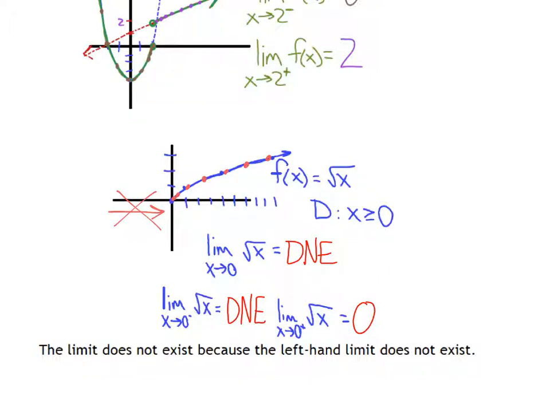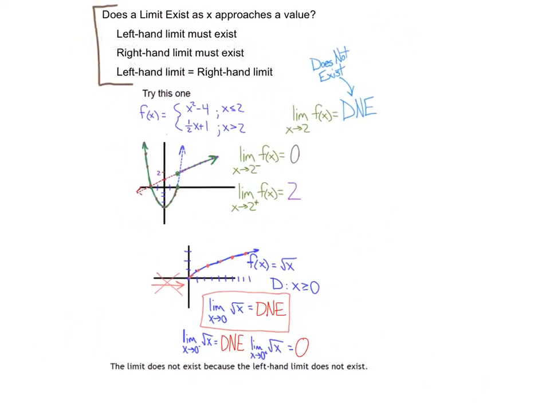So if you can't approach that point from the left, then it's not approaching anything from the left. Therefore, the left-hand limit does not exist. So we would have to say that the limit as x approaches 0 does not exist. So here's kind of a general rule. If you're trying to find the limit at an end point of a function, like we have here, the limit's not going to exist. It'll only exist from one side or the other. So that's another case where the limit does not exist.